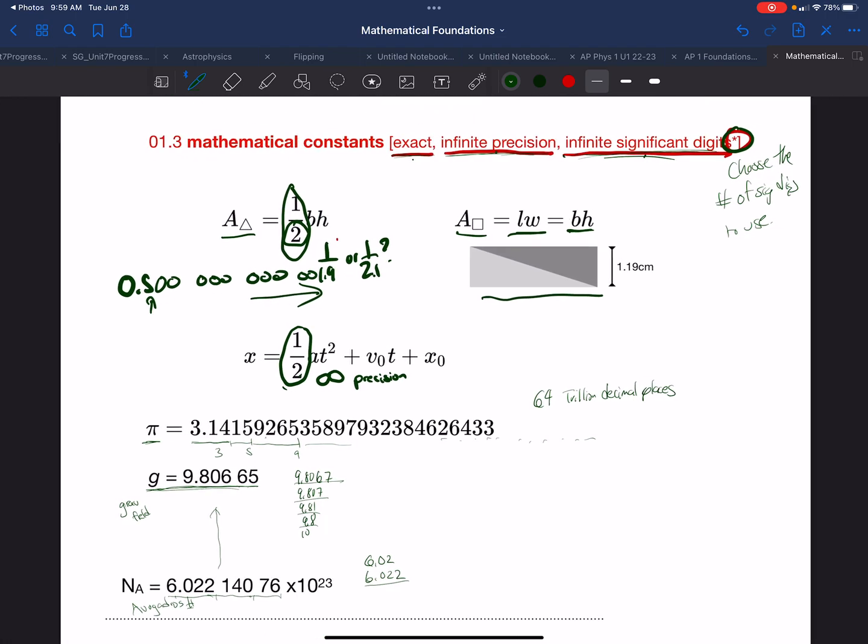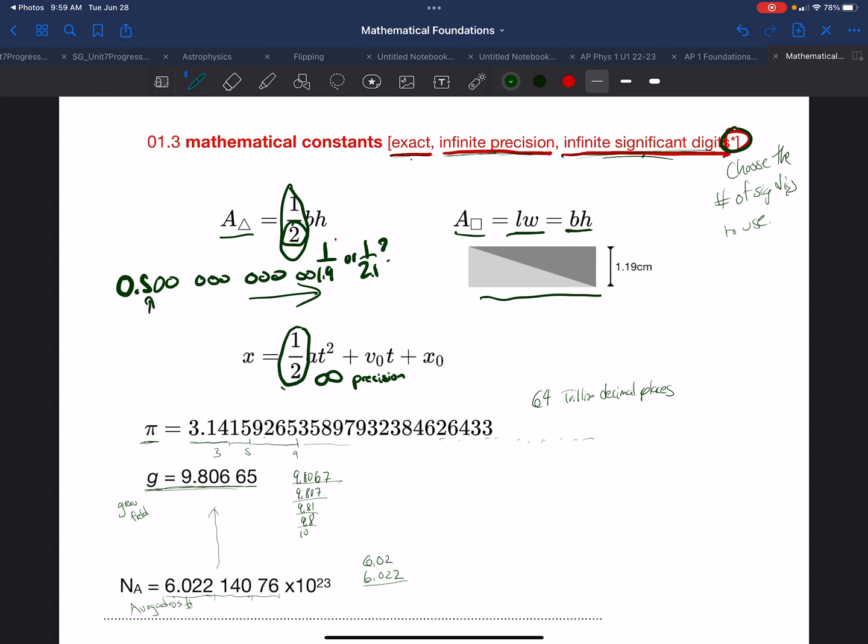So when it comes to mathematical constants, if it's in a formula that we know, particularly a geometrically derived formula, it will tend to be exact and have infinite precision, and may have an infinite number of significant digits. There may be some constants that we use that have an infinite number of digits, like pi or the square root of 2 and so forth. We're going to choose to use a particular number of them. And there may be some other constants that have a large number of digits, and we will choose to use some number of those.